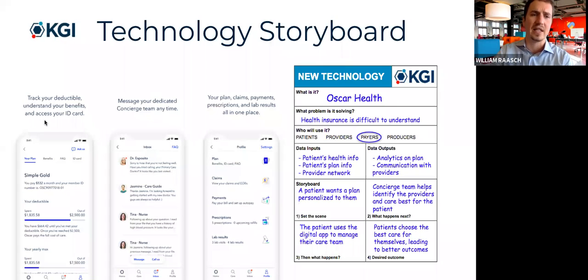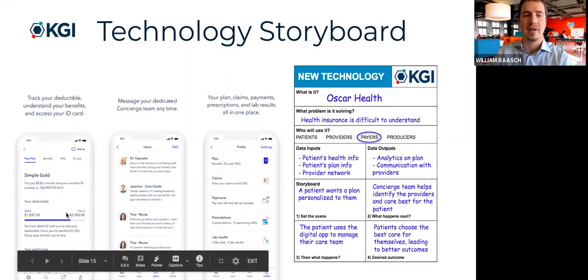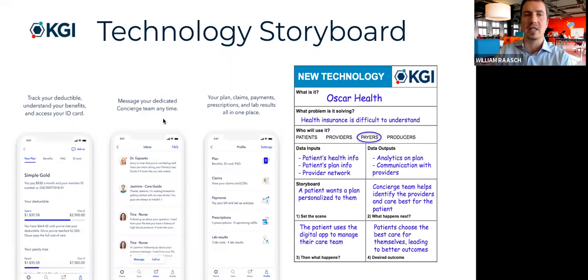So here you can see things like they can track their own deductible, you know, how much they've spent out of their deductible for a given procedure, as well as understand their benefits. They can message their concierge team at any time they want. So it's a lot easier to get referrals. And then all of their claims, payments, prescriptions, lab results can all be found in the same place, right?